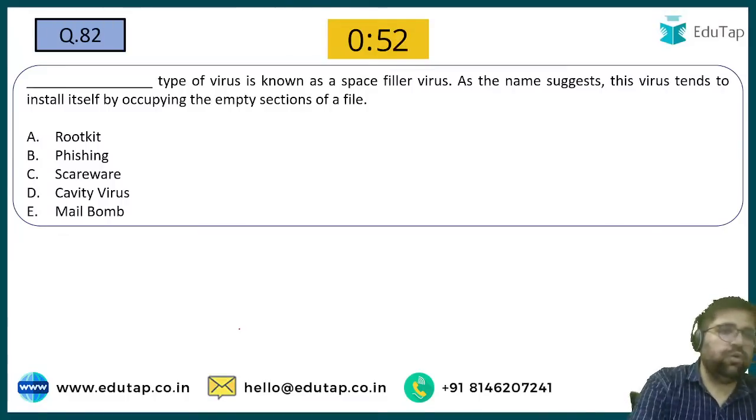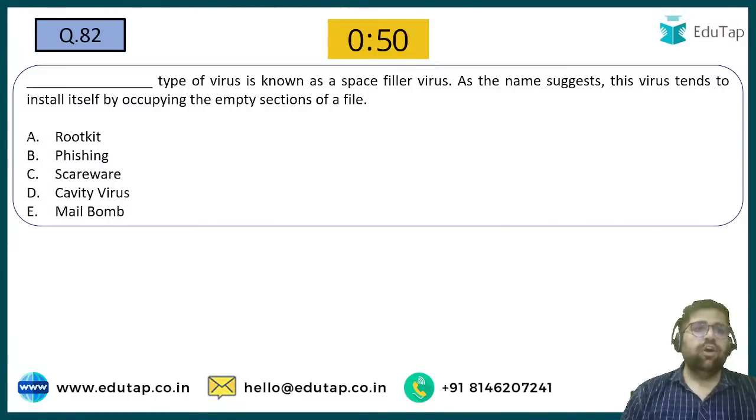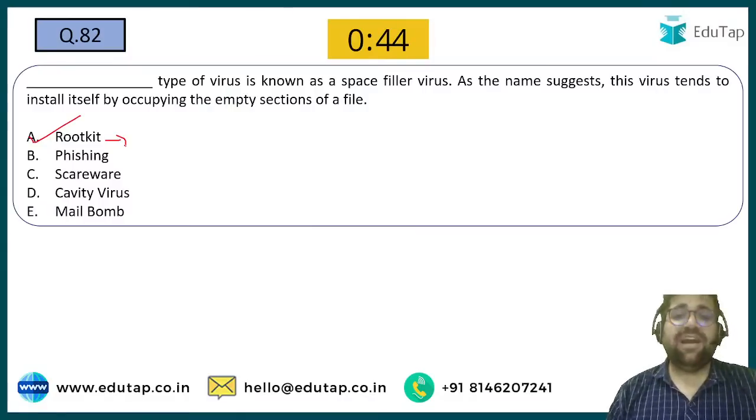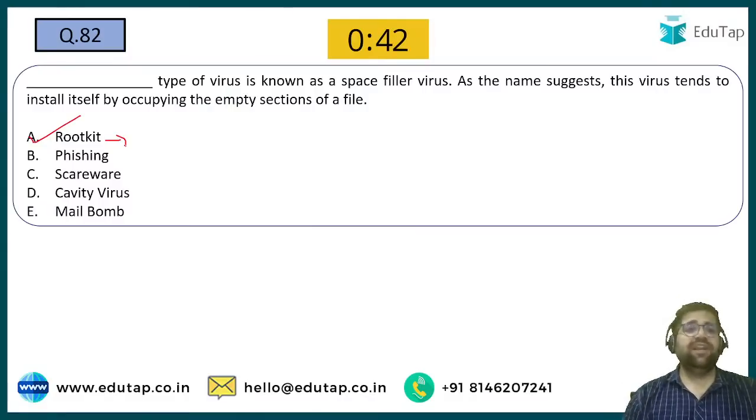Question number 82. Rootkit, we have discussed. Rootkit is nothing, it is just that these types of viruses will try to hide themselves from the antivirus program. Phishing. Phishing is nothing. You are getting some official mails, and all these mails are just duplicate mails which have been sent by a hacker.